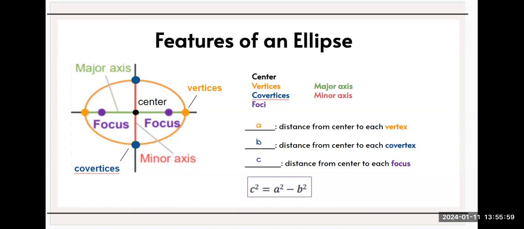A is the distance from the center to each vertex. B is from center to co-vertex. And C is center to focus. And then we have that formula. Also remember, A is always the bigger one. Okay, so here is a quick warm up.